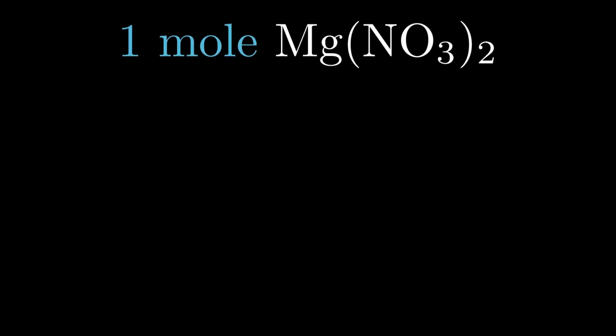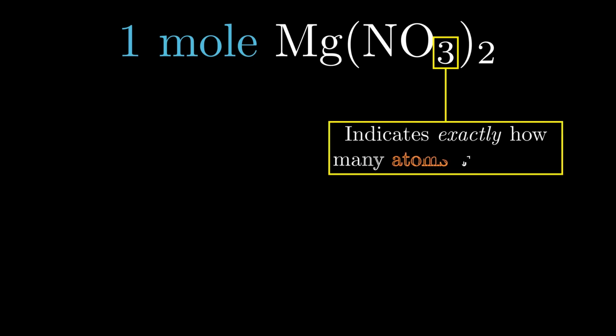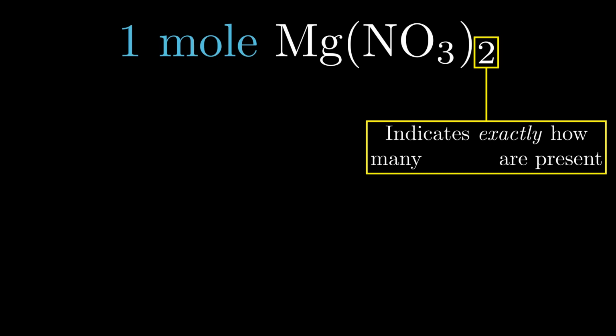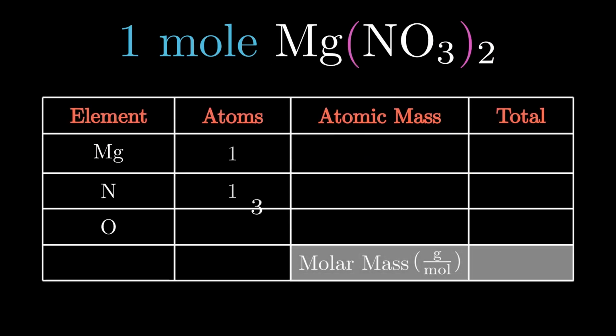What about this one though? Using what we know, the 3 directly next to the oxygen is telling us exactly how many atoms there are. The 2 outside of the parentheses is not telling us how many atoms there are, but exactly how many groups of NO3 there are. Ignoring the 2 initially, the atom counts are very straightforward.